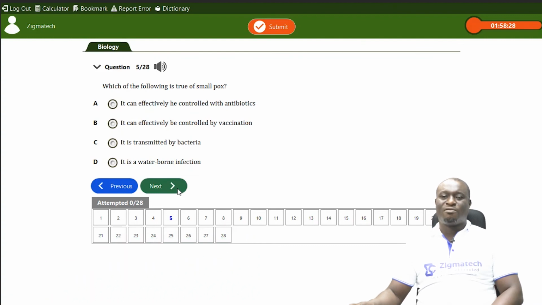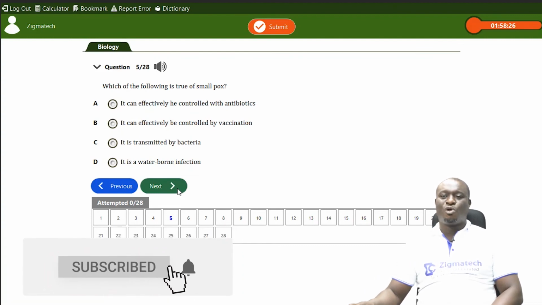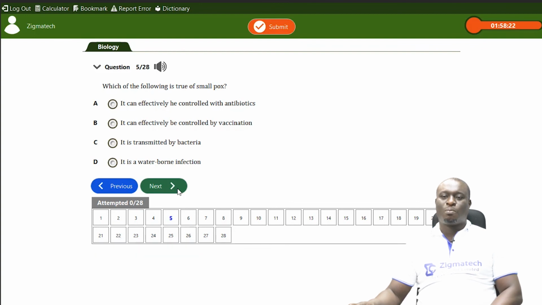Then we also have, which of the following is true of smallpox? A, it can effectively be controlled with antibiotics. B, it can effectively be controlled by vaccination. C, it is transmitted by bacteria. D, it is a waterborne disease. Now, options C and D are out of the question.